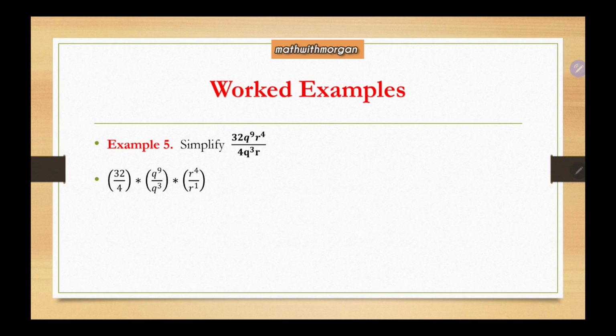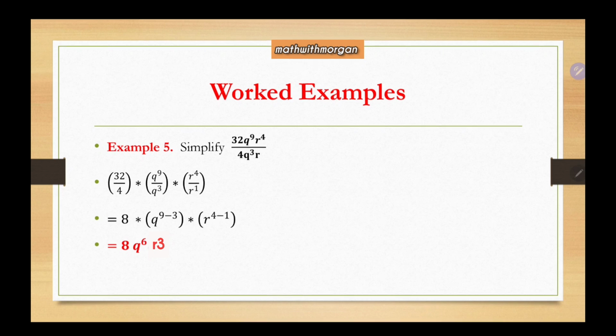So 32 divided by 4, that would just be 8. But then keep in mind that since we're dividing the q's here, you're going to have to subtract the powers. So you do 9 minus 3, which is 6. And the same thing goes for r. So you do 4 minus 1, which is 3. Okay, your answer would just be 8q to the power 6 times r to the power of 3.